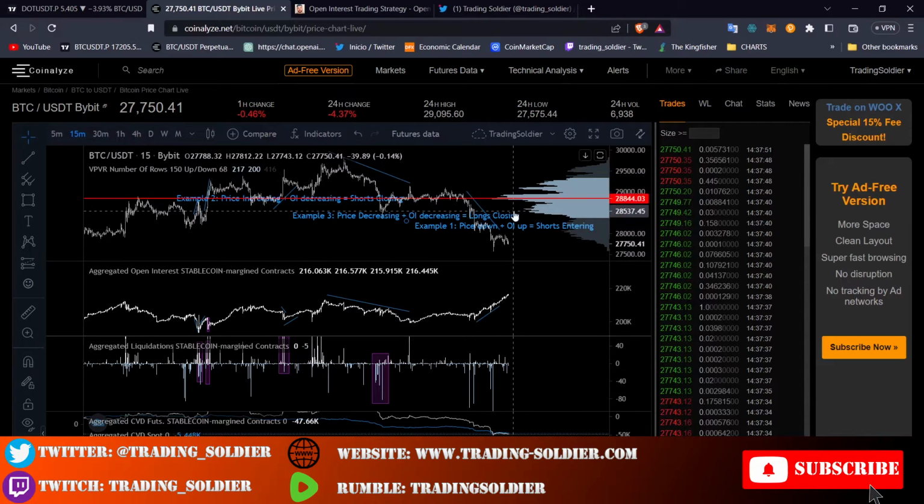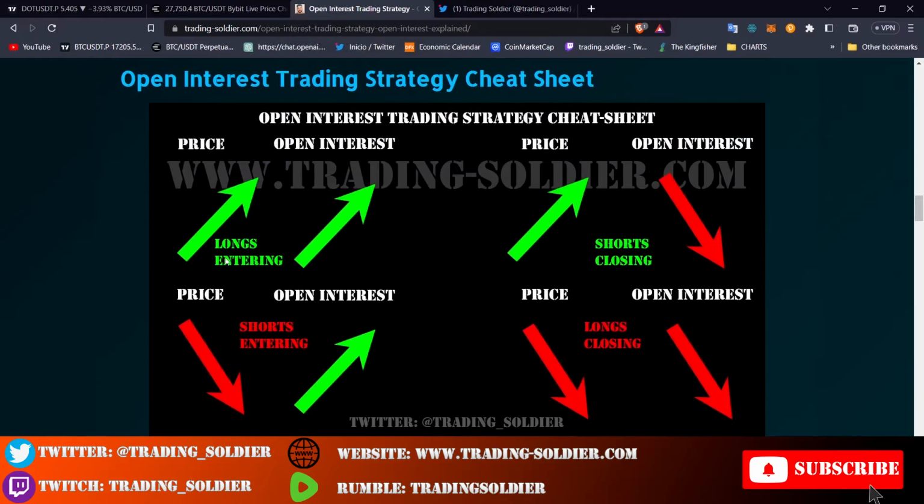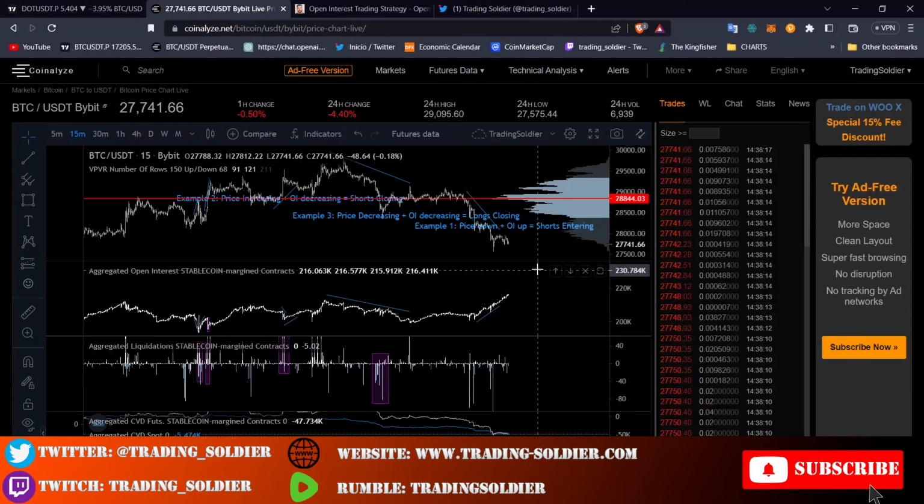As you have seen before here in the cheat sheet, the two variables we are going to base our trading strategy on are price, always price action, and open interest, to make a matching and a comparison between the two. So let's get into the charts.